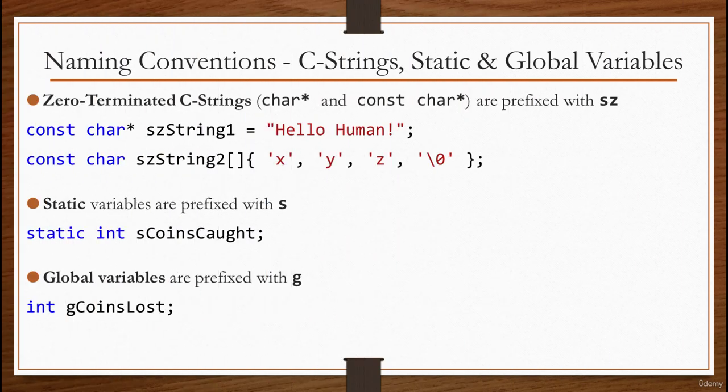Then also on C strings, static and then also global variables. The zero terminated C string, so pointer to char or pointer to char constant, I prefer to prefix those with sz, so reading it from right to left, string zero. And again we have some examples, hello human, also with the different ways of constructing that. Static variables are prefixed with lowercase s, whether those are members or not, and then global variables are prefixed with g.